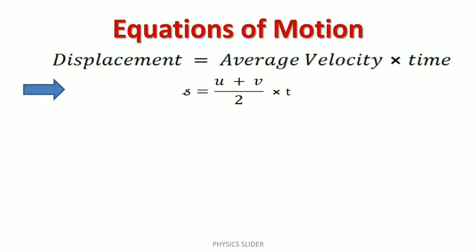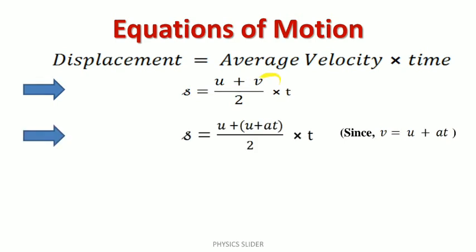Now this t and this u plus v upon 2 multiply to give displacement. From the first equation, we know that v is equal to u plus at. The value of this v we will place here. In the place of v, we will place u plus at. What happens? In the place of v, we put here u plus at.